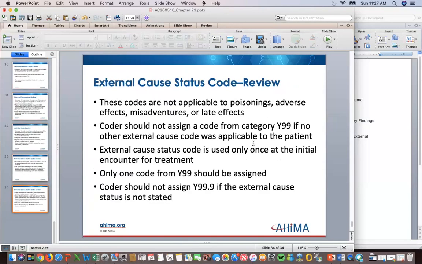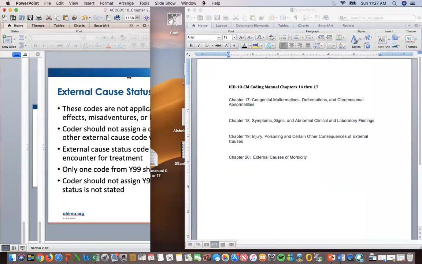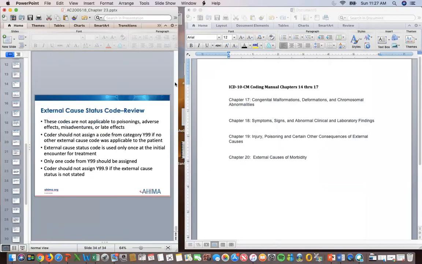And that is it. So thank you for joining me today, and you can stop and start this little PowerPoint presentation over these chapters that we completed today. Again, this is your coding manual, so if you're using any kind of a textbook that goes along with this, just open that up and you'll see we did Chapter 17, Congenital Malformations, Deformations, Chromosomal Abnormalities. Chapter 18 was Symptoms, Signs, Abnormal Clinical and Laboratory Findings. Chapter 19 was Injury, Poisoning, Certain Other Consequences of External Causes. And then we briefly discussed Chapter 20, the External Causes of Morbidity.